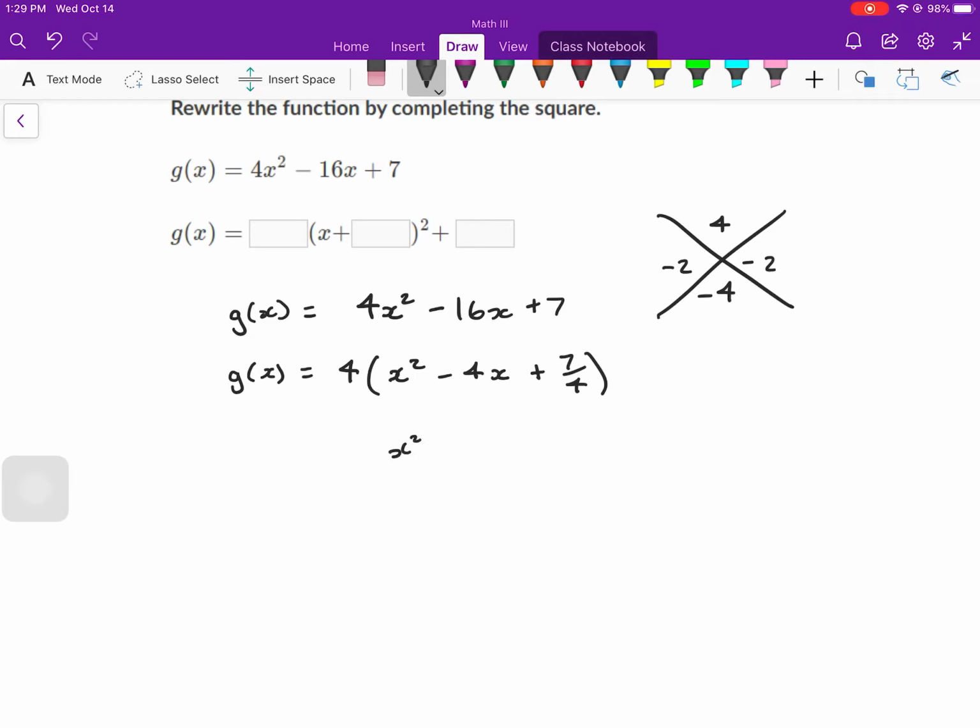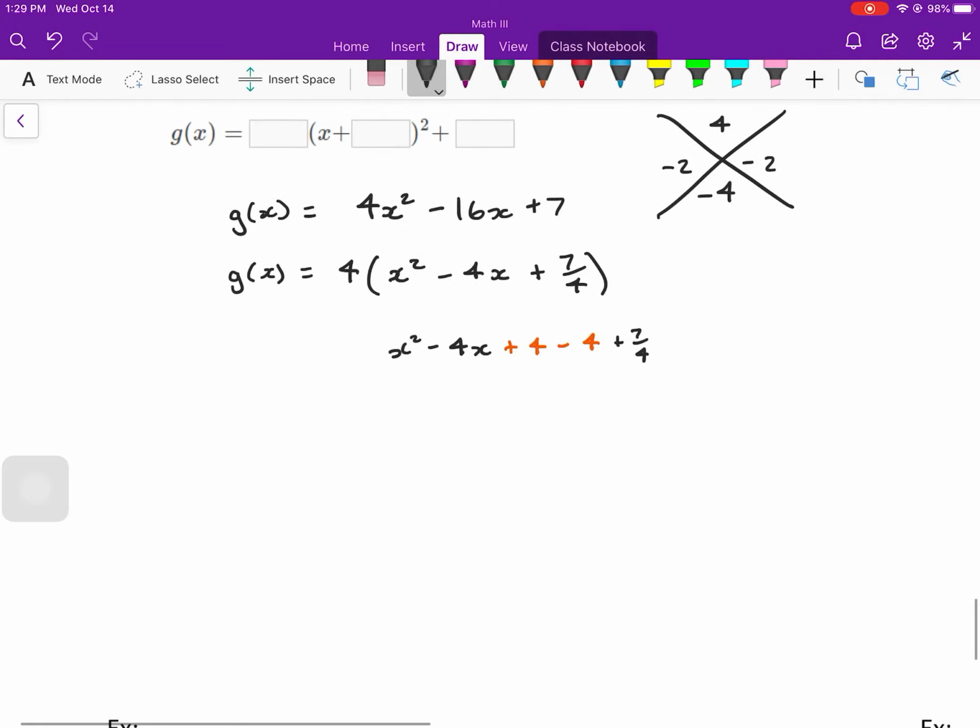So we're going to have x squared minus 4x. I'm just looking at the inside. I'm ignoring everything else that's going on. Plus 4 minus 4, and then we have that plus 7 over 4. Kind of irritating that that's there. Why did we do that? Because this is the perfect square. It factors down to x minus 2 squared. Because remember, those are the two factors, x minus 2 and x minus 2.